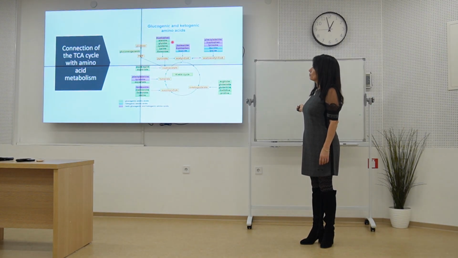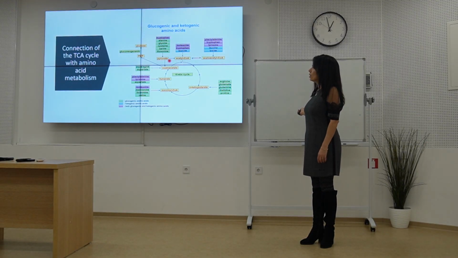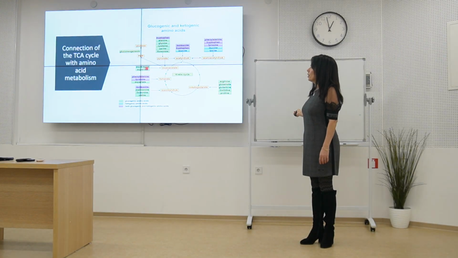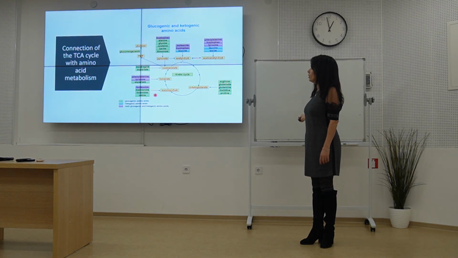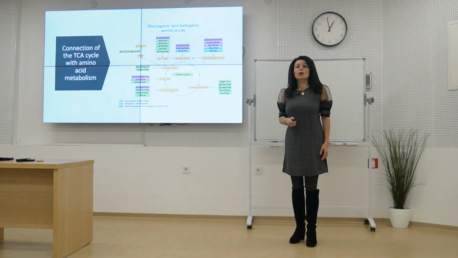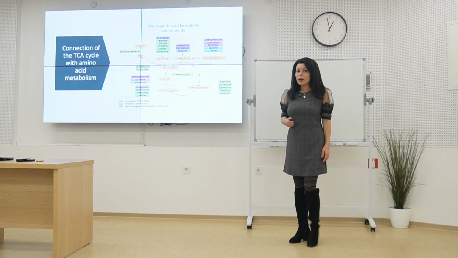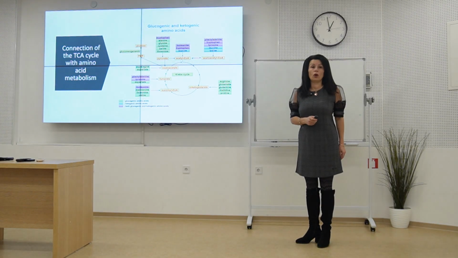For example, alanine, glycine, cysteine, and so on give pyruvate, or asparagine, aspartate give oxaloacetate, or methionine, threonine, valine give succinyl coenzyme A. That's why, students, all these amino acids with green color can be redirected to oxaloacetate, then phosphoenolpyruvate and glucose.